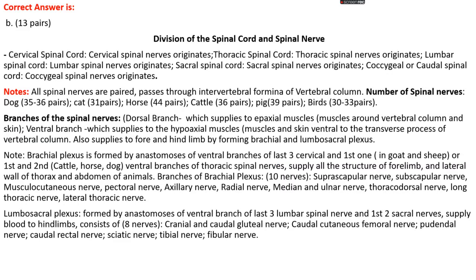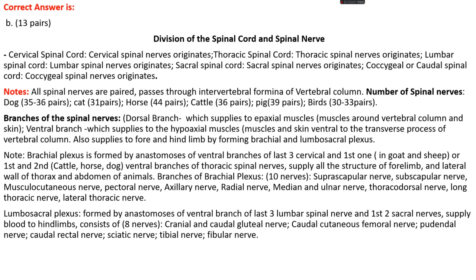Okay, let's see the division of the spinal cord and the spinal nerves. We find that the spinal cord is divided into five parts: the cervical spinal cord, from where the cervical spinal nerves emerge; the thoracic spinal cord, from where the thoracic spinal nerves emerge; the lumbar spinal cord, from where the lumbar spinal nerves emerge; the sacral spinal cord, from where the sacral spinal nerves emerge; and the coccygeal spinal cord, from where the coccygeal spinal nerves emerge. Okay, all these spinal nerves are paired and pass through the intervertebral foramina of the vertebral column.